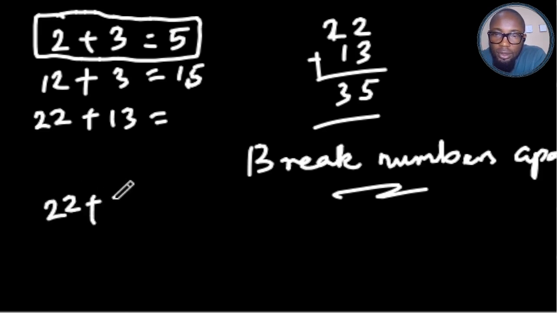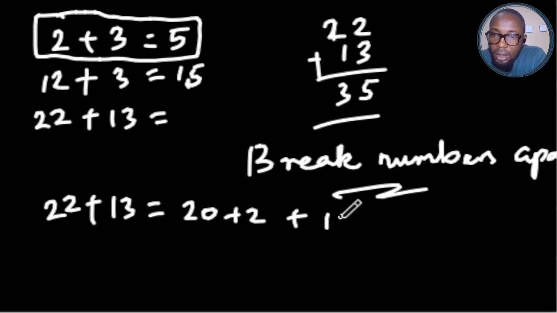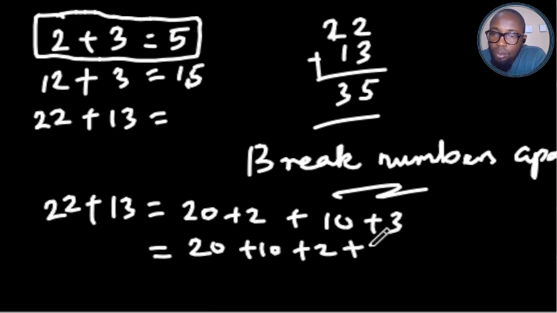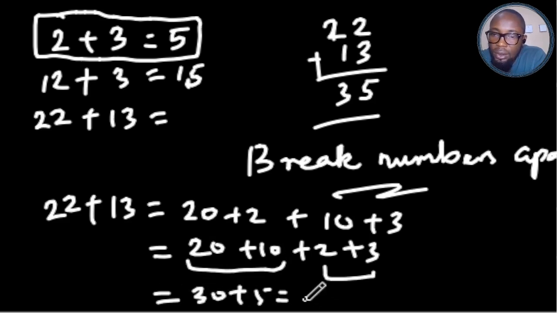I'm going to do 22 plus 13. Now let's work together. Let's put all the tens together first before the units. So I'm just going to do 20 from here because here is 20 plus 2 and here is 10 plus 3. So what you are doing after this breaking, you rearrange, put all the tens together. 20 plus 10 plus 2 plus 3. Your mind can easily manipulate 20 plus 10 to be 30, then 2 plus 3 to be 5. Then we have 30 plus 5, which is what?